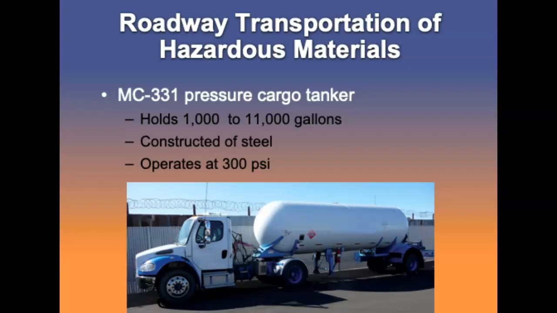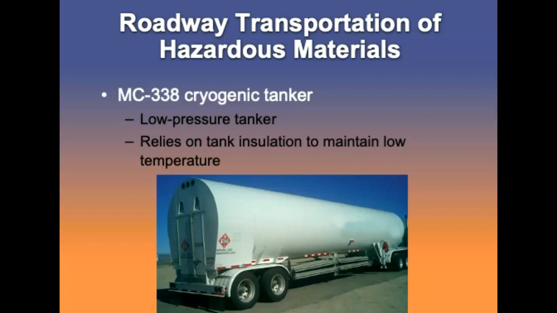And then you have the cryogenic tanker. It's a low pressure tanker that relies on tank insulation to maintain the low temperature required for the cryogens. So the control valves are usually in the box-like structure on the rear of the tanker. Small puffs of white vapors are vented from the control valves.